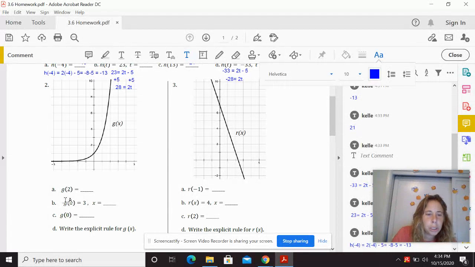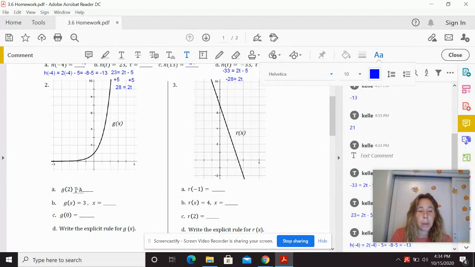So g of 2 equals what? This graph is g of x. So they're saying if I substitute 2 in for x, what is y? What is g of x? Y is the same thing as g of x. Y is the same thing as r of x. You can substitute y in for those if it makes you happier. I totally understand that. It's totally valid and legal.